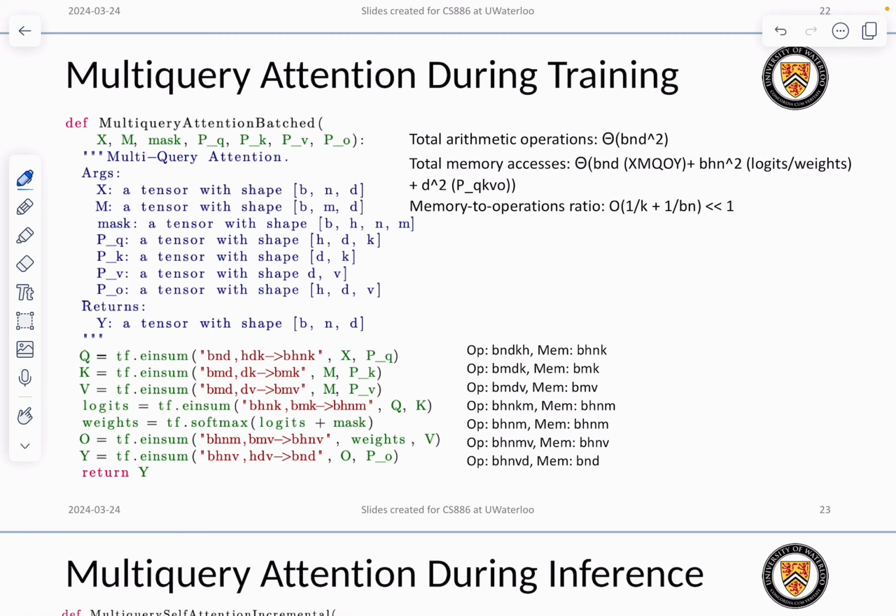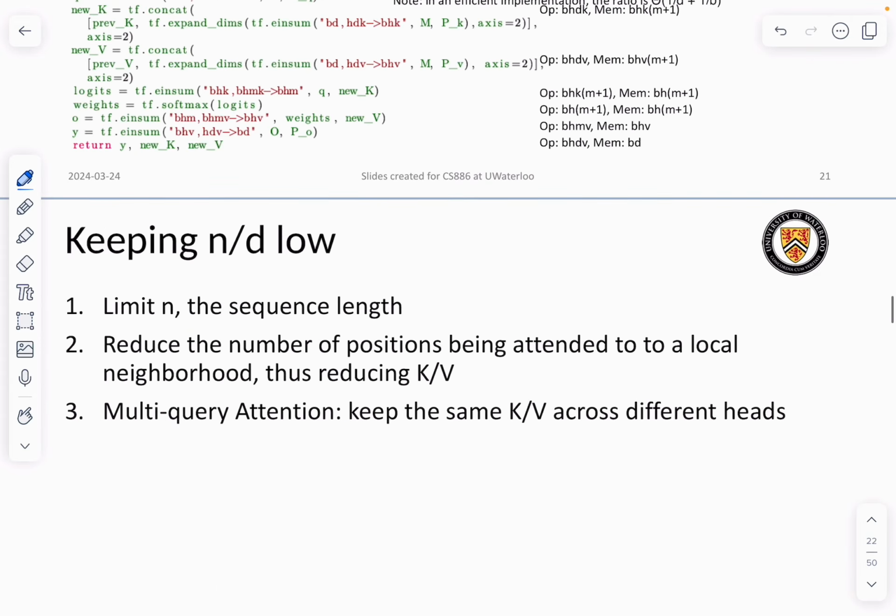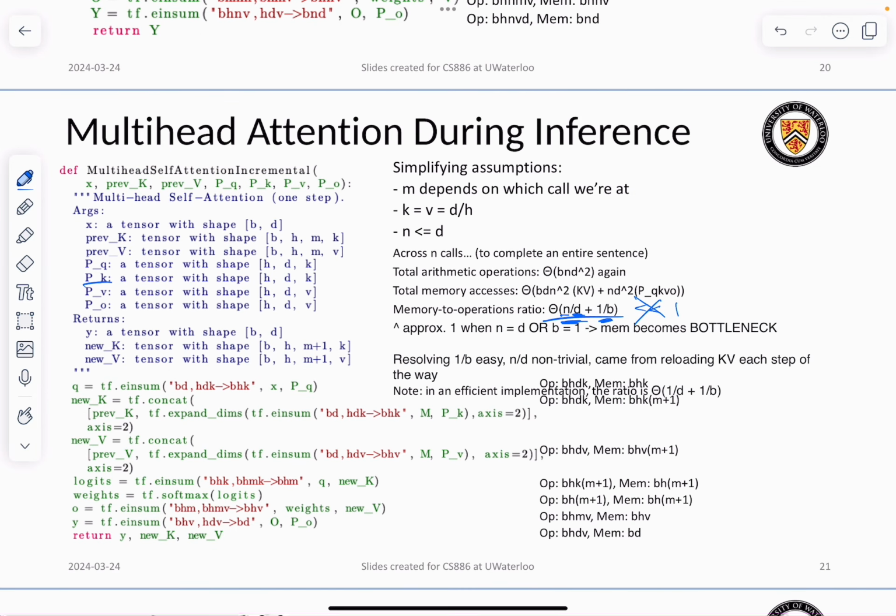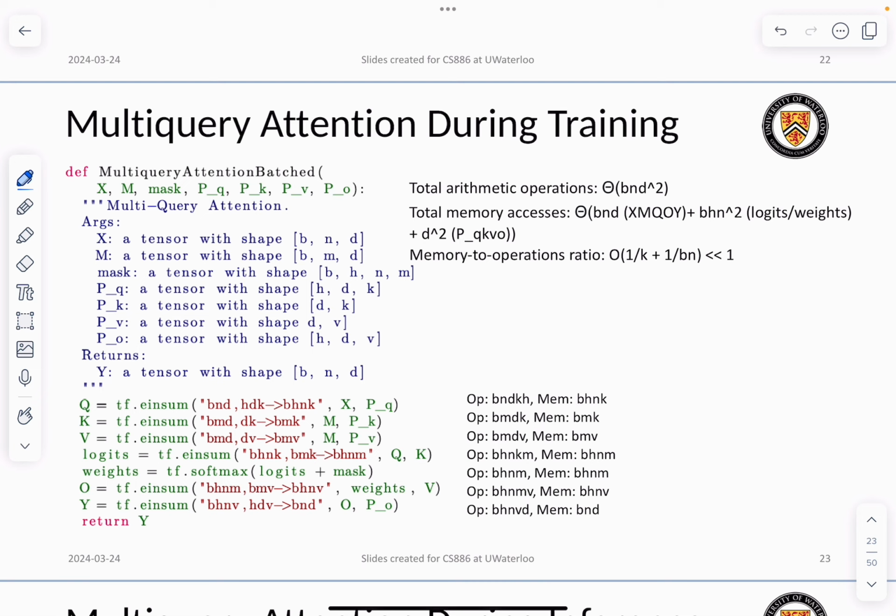We just use one. We can see here we had the h of them, one for each head, and then d times k. But as soon as we use multi-query attention, it's now just dk and dv. And I guess here we don't actually need to worry about PQ, because we're dealing with an encoder-decoder task. So the bottleneck comes from repeatedly reloading k and v.